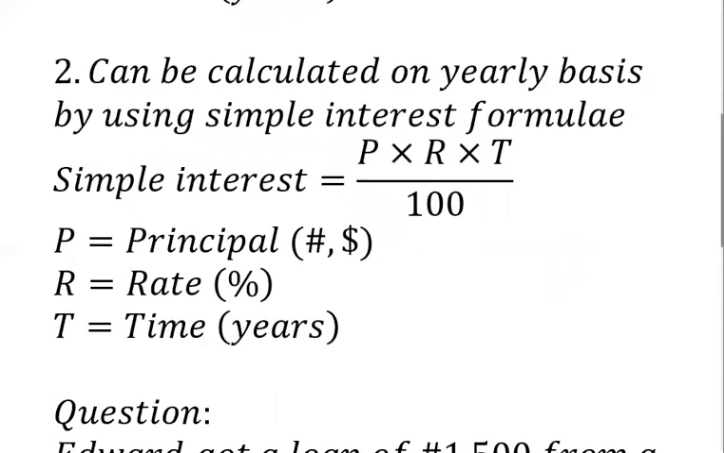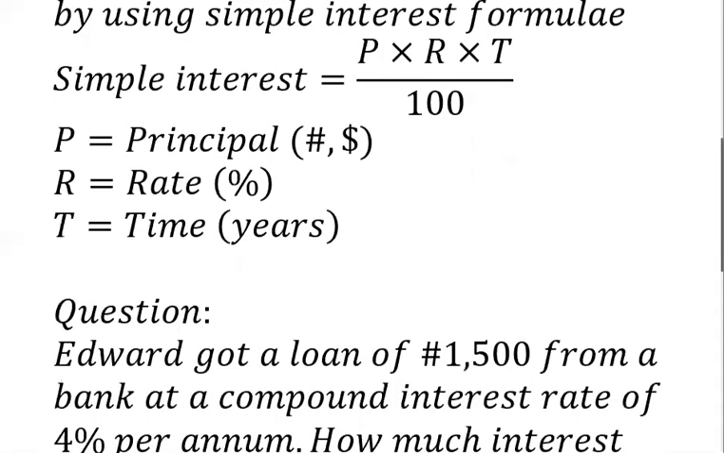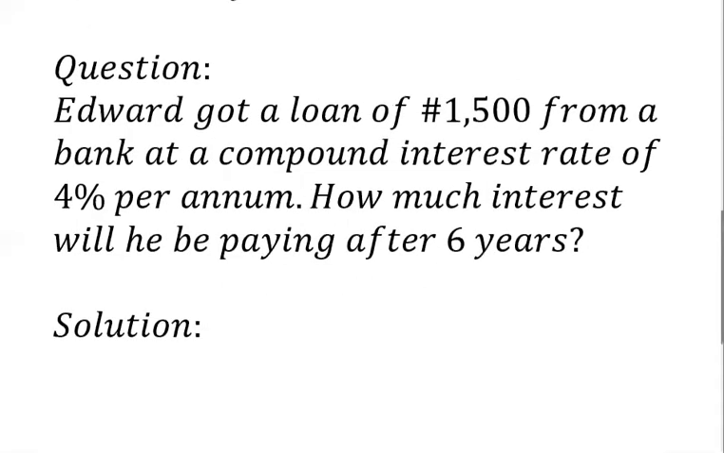We can also calculate compound interest on yearly basis by using our simple interest formula. I'm sure we still remember our simple interest formula: principal times rate times time over 100. You can use it to calculate our compound interest as well, but that one will be on yearly basis. So we're going to use these two methods, and at the end of the day, you realize that we get the same result. The reason why we're using these two methods is so that you can know how and when it suits you to use any of the two methods. So we'll start with the first method by using compound interest formula.